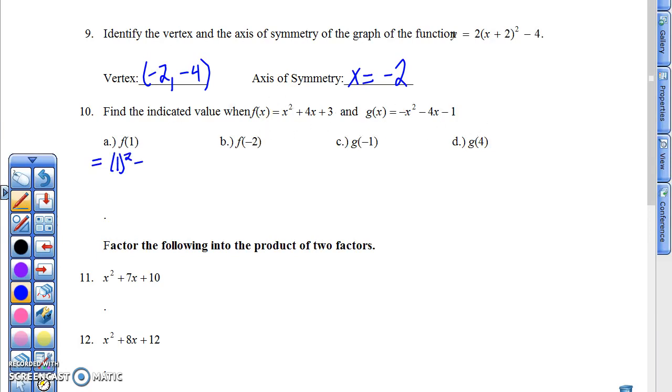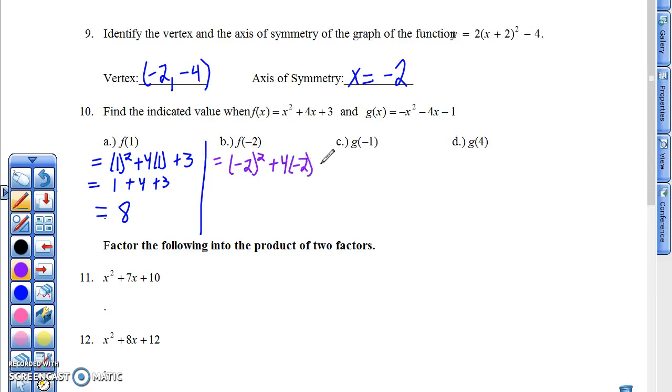But 1 squared plus 4 times 1 plus 3 would be 1 plus 4 plus 3. You could do these on your calculators. Either way, you should get a value of 8 here. And B, substituting negative 2 in. Again, be careful with your negatives, especially when you square them. So negative 2 squared plus 4 times negative 2 plus 3.